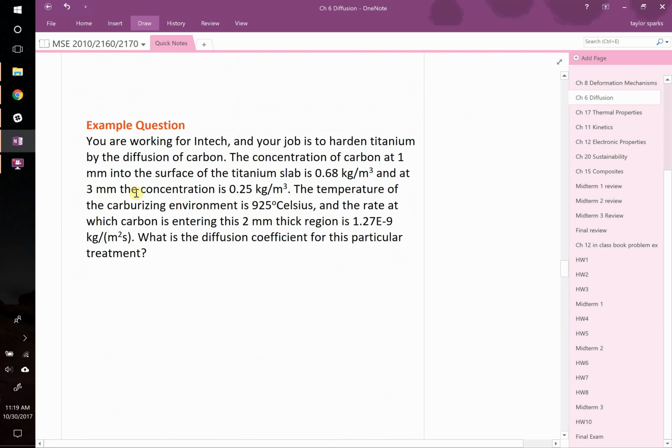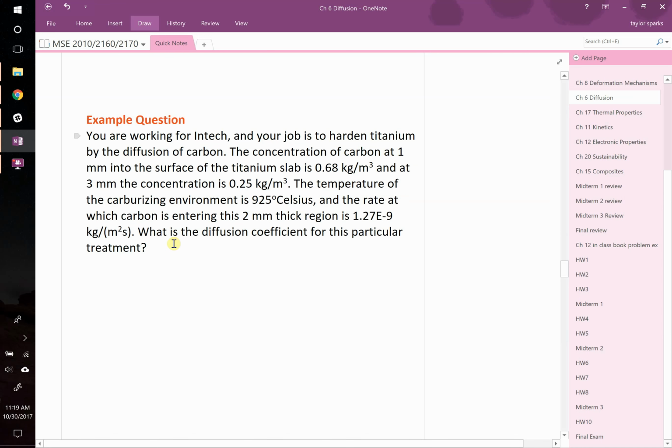I'm going to have you work this out with the TAs, but first let's get it started. It says you're working for Intech and your job is to harden titanium by the diffusion of carbon. The concentration of carbon at 1 millimeter into the surface of the titanium slab is 0.68 kilograms per meter cubed, and at 3 millimeters the concentration is 0.25 kilograms per meter cubed, right? So that's our two concentrations. The temperature of the carburizing environment is 925 Celsius. The rate at which carbon is entering this 2 millimeter thick region is 1.27 e to the negative 9 kilograms per meter squared per second. What is the diffusion coefficient for this particular treatment?